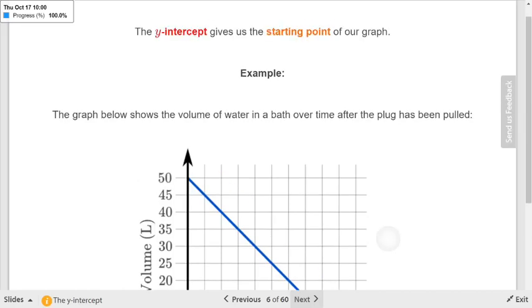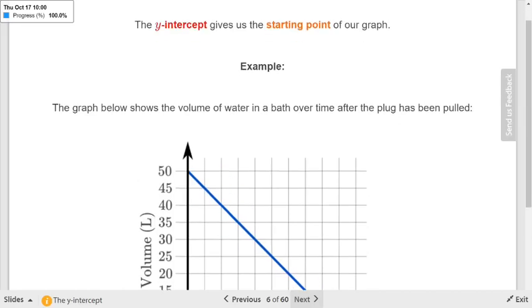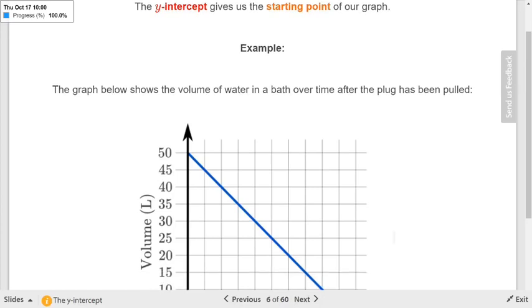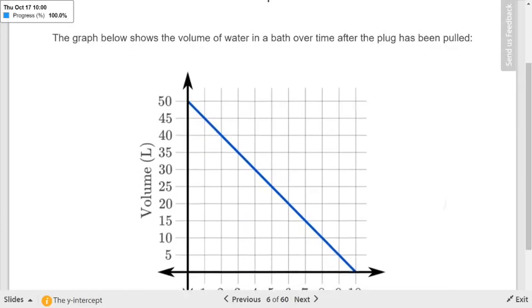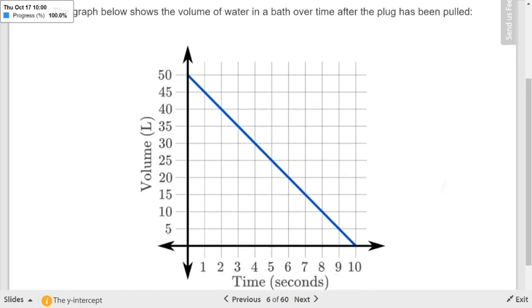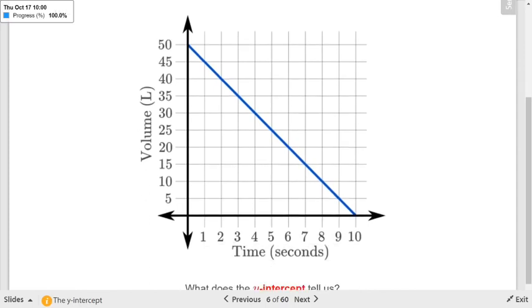In many cases, the y-intercept is the starting point of a graph if you only have that one quadrant. So look at this graph. This graph is talking about volume of water in a bathtub over time. So what happens if you have the tub and you pull the plug? What happens to the water? It goes down, right? Now, does it instantly disappear? No, it goes slowly down over time, doesn't it? Okay?